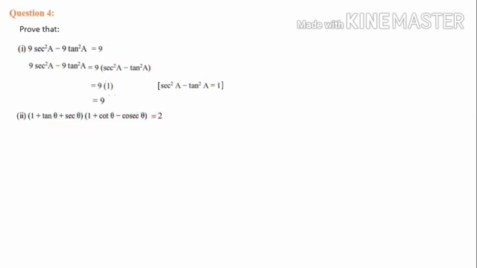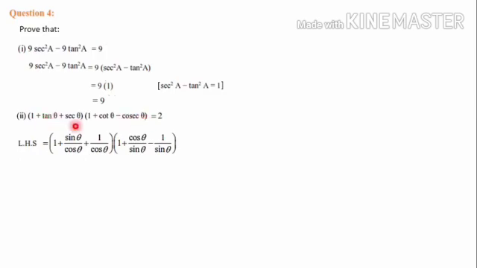So for these types of questions, what we have to do is take the left hand side and change the trigonometric ratios to sine and cos. Here tan theta we know in terms of sine and cos, cosec theta is a reciprocal ratio which we can change to sine, sec theta we can change to cos, and cot theta we also know in terms of sine and cos.